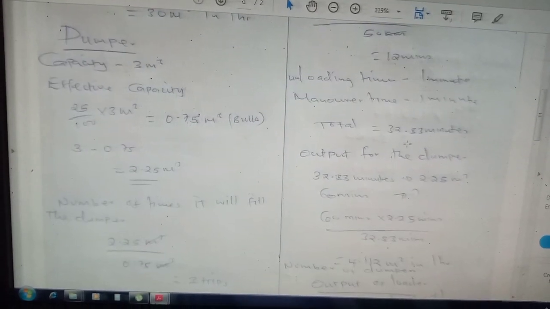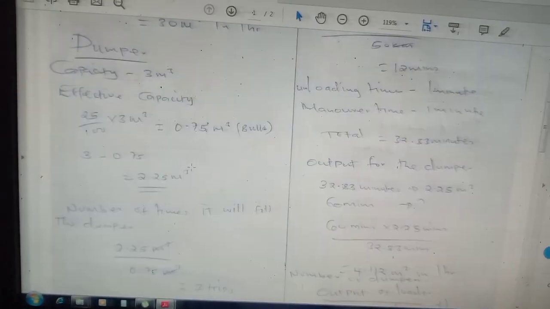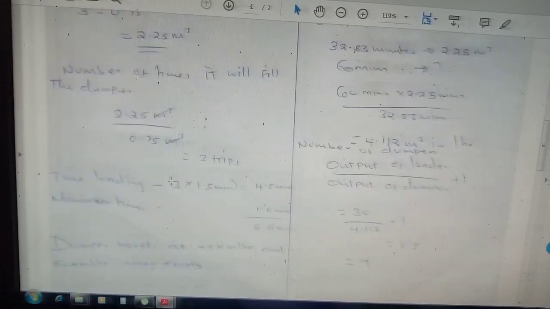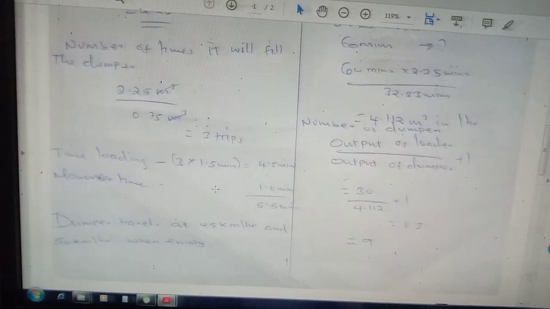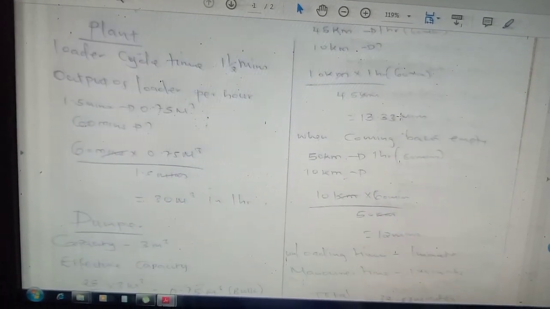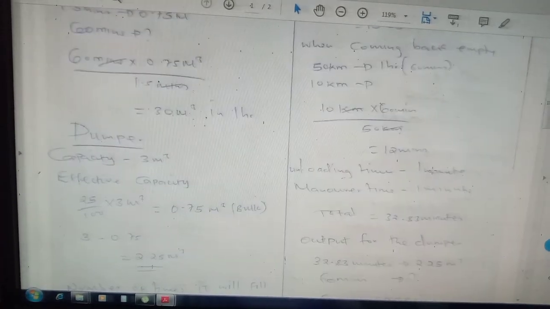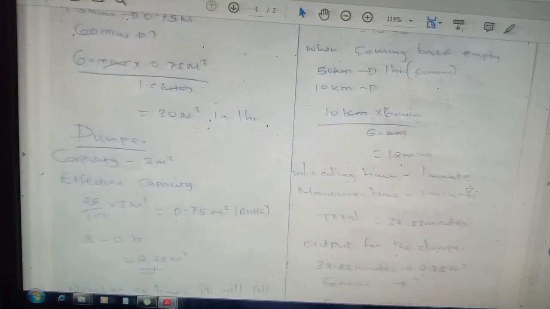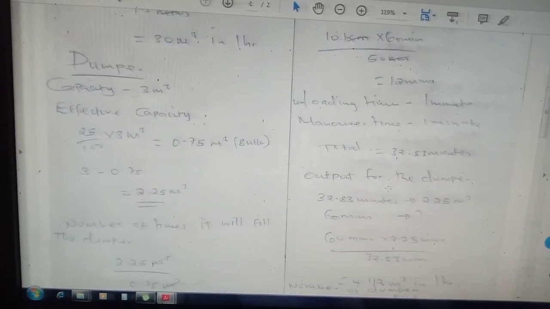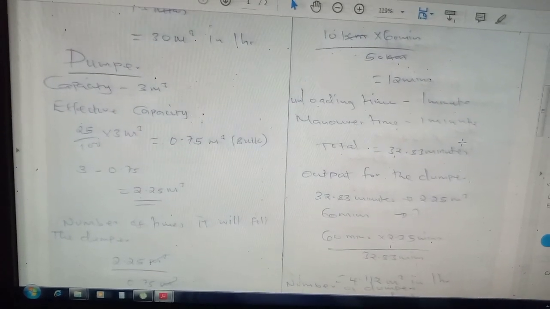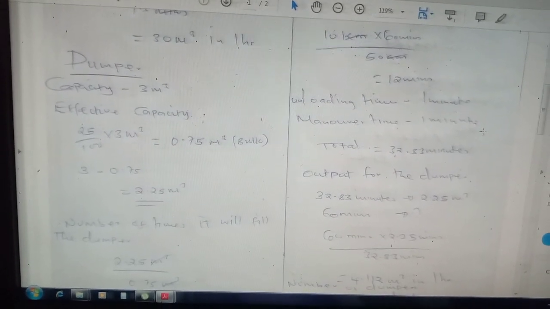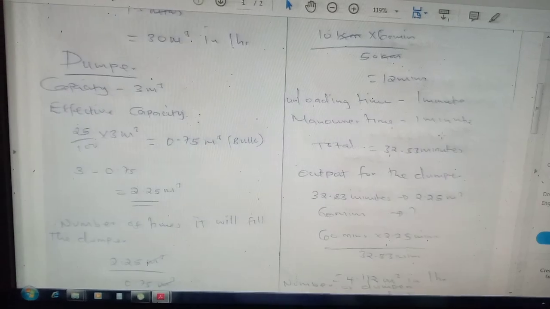So the total time that will be taken from the time of loading, you add 5.5 minutes plus 13.33 minutes plus 12 minutes plus 1 minute for unloading plus 1 minute for maneuver time. The total time is 32.83 minutes. That is the time that will be taken for that entire work.